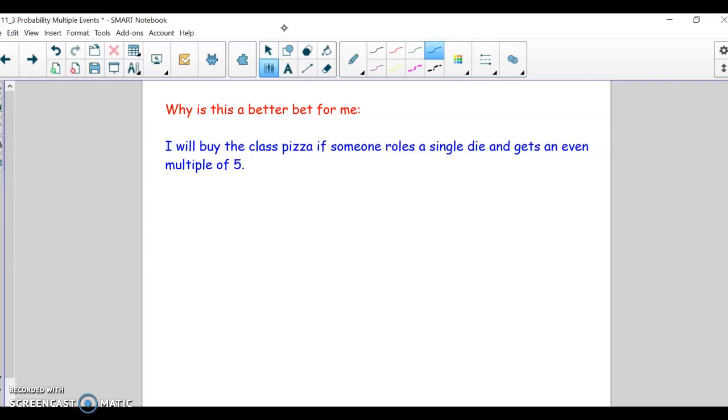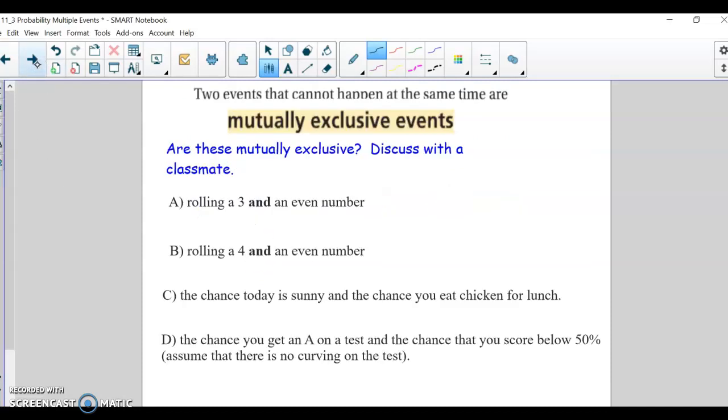And the answer is these cannot happen together. If I look at my possibilities, when they roll the die, there's only 6 things that can happen. Here is our multiple of 5, and then the even numbers, and there's no overlap. If they can't happen together, that's a vocab word called mutually exclusive. If you want to jot that down, mutually exclusive are 2 events that cannot happen at the same time.